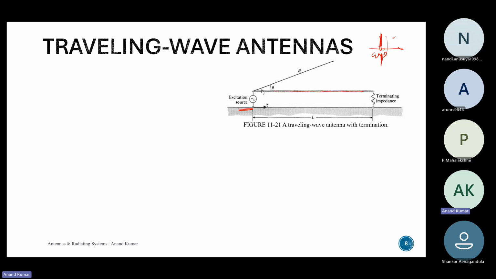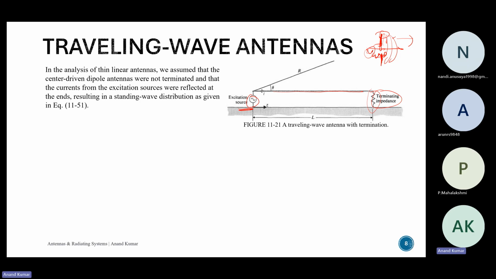We have the excitation at this end, and we have a terminating impedance over here, which we did not have in the case of dipoles or half-wave dipoles. In that case, when the excitation was included in the dipole, the currents developed, and then we had the standing waves, which were then radiated. In this case, we have a terminating impedance over here.